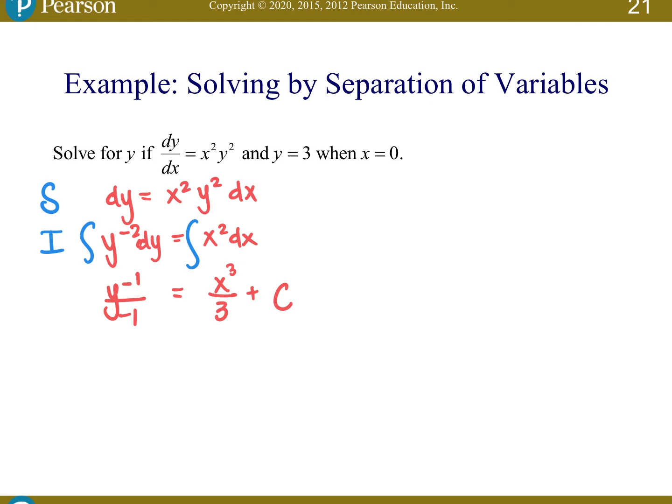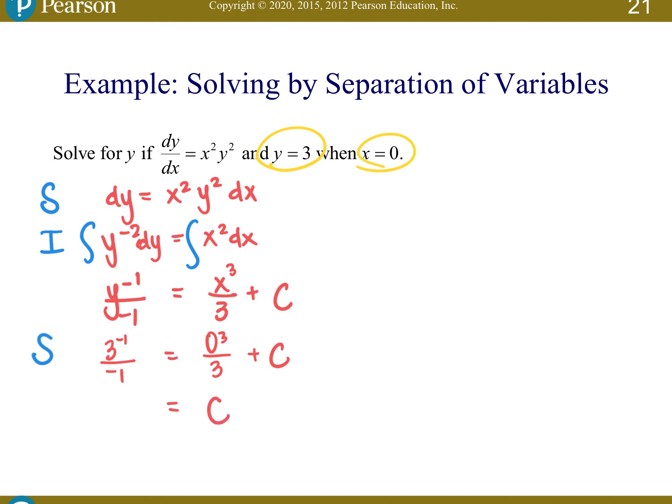Okay, here's where now you're ready to solve for c. So we're going to put in y is 3, and we're going to put in x is 0. And I'm ready to solve for c. Okay, y is 3, x is 0. So this would become 3 to the -1st divided by -1, x is 0, and then plus c. So 0 cubed over 3 plus c is just c.